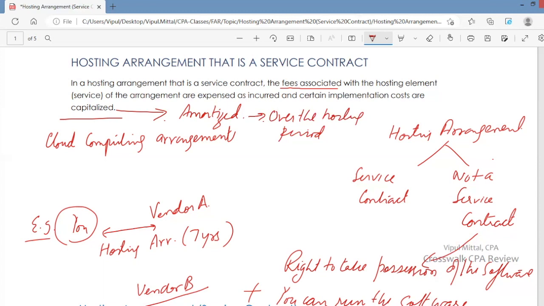For example, you capitalized $15,000 and the hosting term is 10 years. So the annual amortization is $1,500. This is the annual amortization expense. You amortize $1,500 every year.